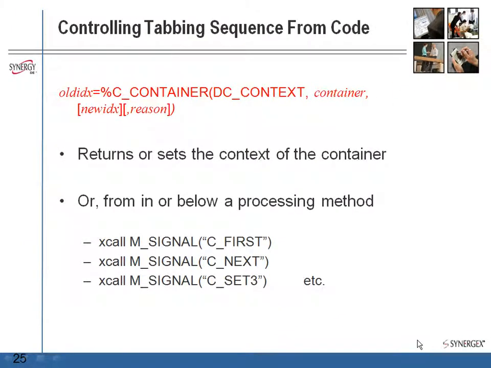If you need to change the context of the container window from within your code, then you basically have two options. You can use the ccontainer dccontext function to explicitly change context to a specific child window, or if you're in or below a child processing method, you could also use msignal to raise one of the C_reserved menu entries. In both cases, the context switch in the container will not occur until you either call or return into the cProcess routine.